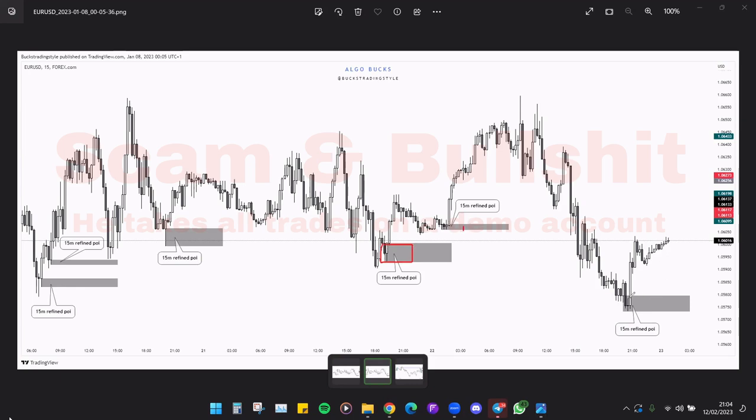And this one too, on the 1-hour time frame, notice from here to here, it was just a single week. But on the 15 minutes, it was our last sell to buy candle, a very perfect refined POI.